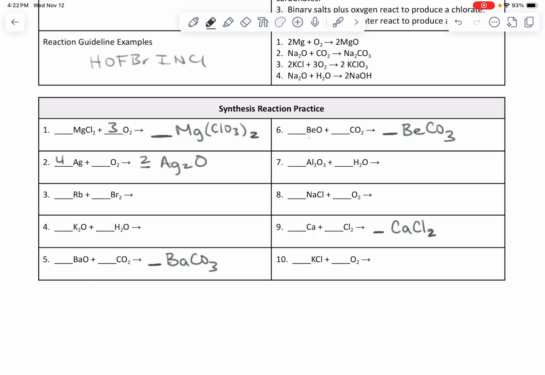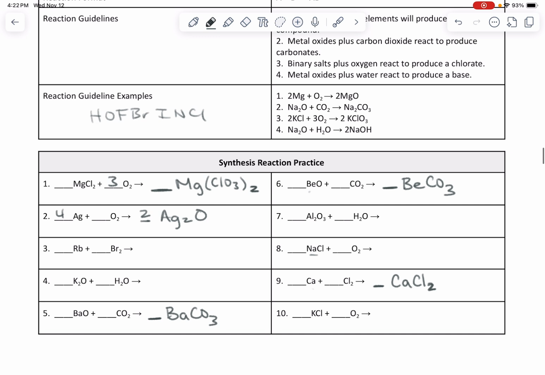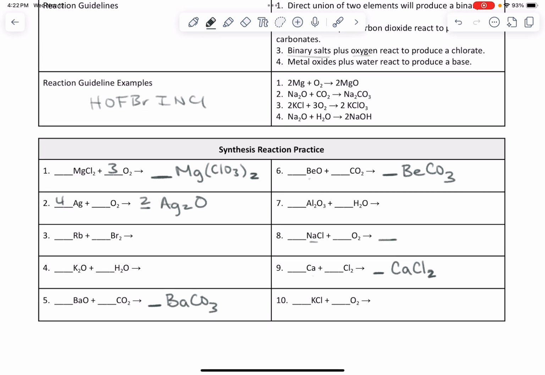Let's take a look if we have any other examples, and we do. So this one right here. Okay, we have sodium chloride. That is our binary salt, plus oxygen gas, reacts to produce a chlorate. Remember, sodium is going to be the metal of our chlorates. So we have sodium with a +1 charge, ClO3 with a -1 charge. And this is what we end up with. And let me take a peek. This should be 2, this should be a 3, this should be a 2, and then we are all balanced.